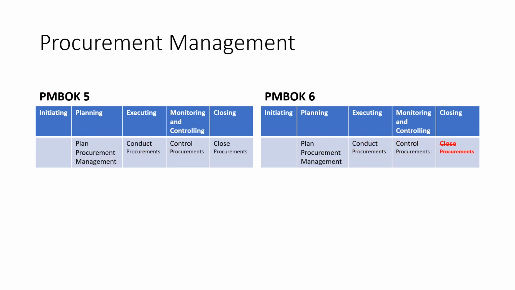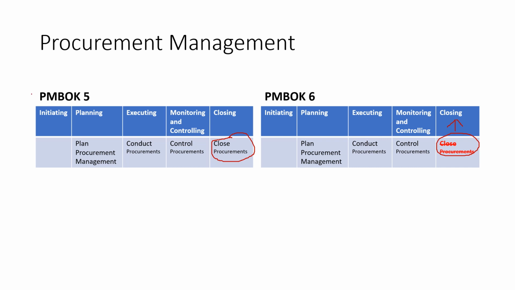Moving on to procurement management. So the change that has happened in procurement management from PMBOK 5 to PMBOK 6 is that one of the processes, which was known as close procurements, is no longer applicable in PMBOK 6. So this process has been removed. So that means there is only one process in closing process group as a whole, which is the close project or phase. That's the only process in closing process group in the entire mapping.